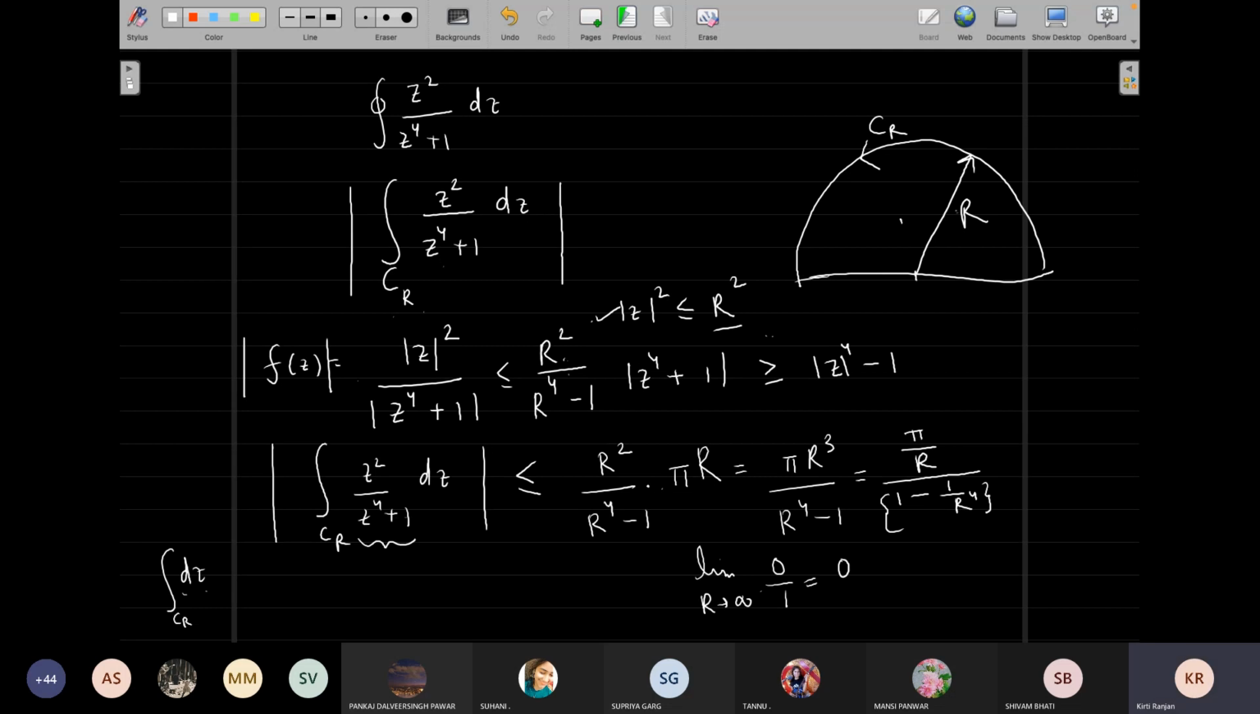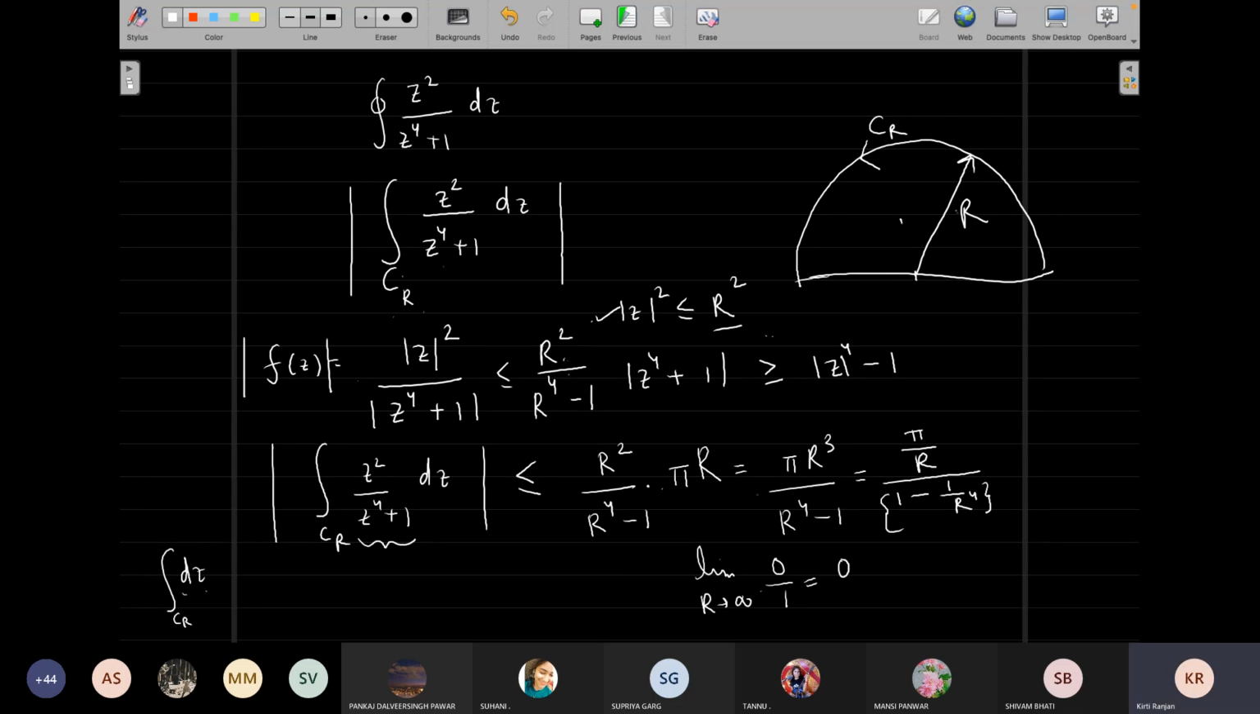Which is what we are saying, that the integral over CR of z squared over z^4 plus 1 dz goes to 0 as r tends to infinity. Since this is bounded by 0, of course, that means that this integral cannot have any value other than 0. So that's what we use.